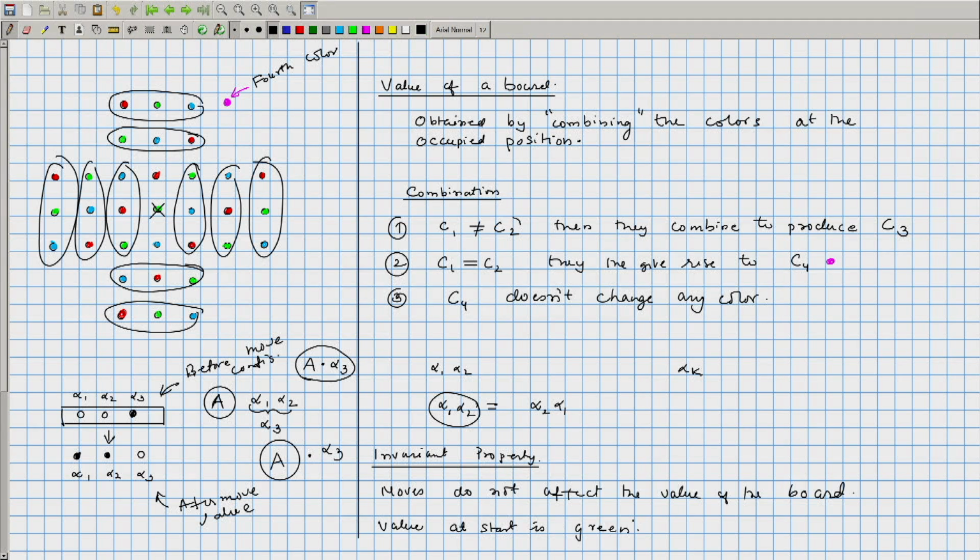Okay. So now if we ask whether we can obtain a board position with precisely one marble at this position, we can say that that is not possible, because that would be a board position whose value is red, but the only allowable board positions are the ones in which the value is green. So this was a neat little puzzle which we solved by identifying a crucial invariant property.